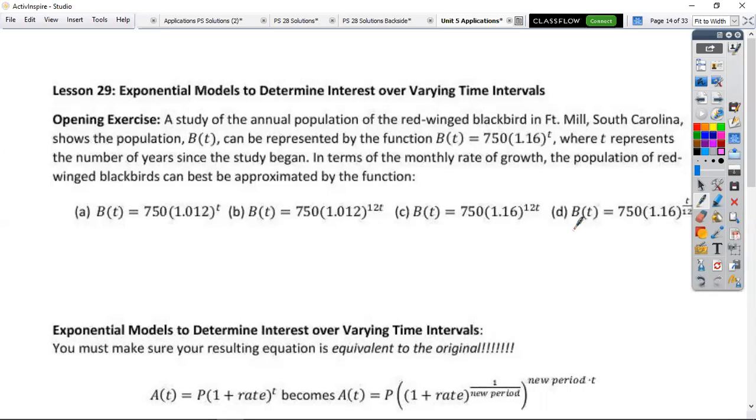All right, so we are going to start right at lesson 29, which deals with rewriting your rates using different time intervals. And then we're going to move into Newton's law of cooling.